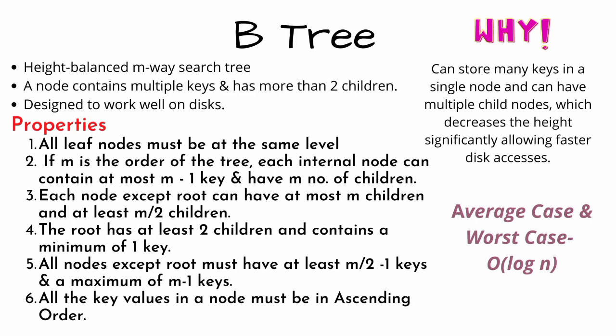Fourth property, the root has at least 2 children and contains a minimum of 1 key. Fifth property, all the nodes except the root node must have at least m by 2 minus 1 keys and can have a maximum of m minus 1 keys. And the last property, all the key values in a node must be in ascending order. We will make it clear by using an example.